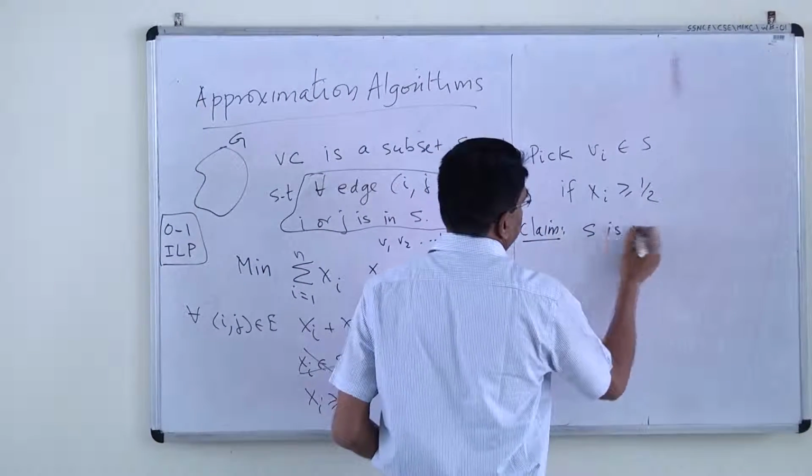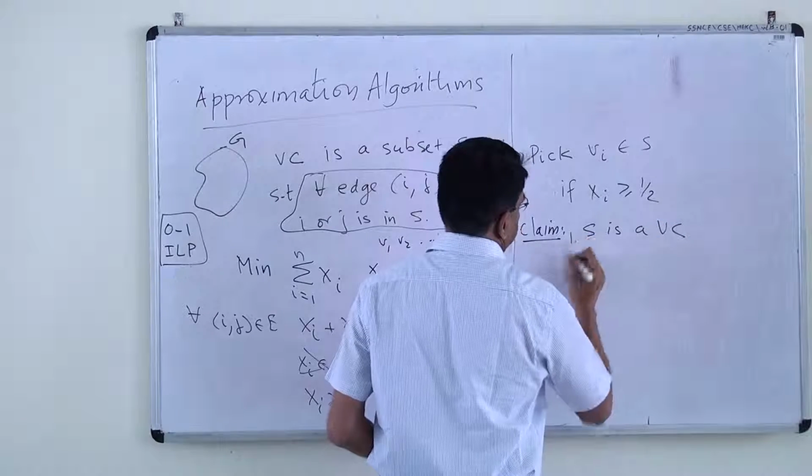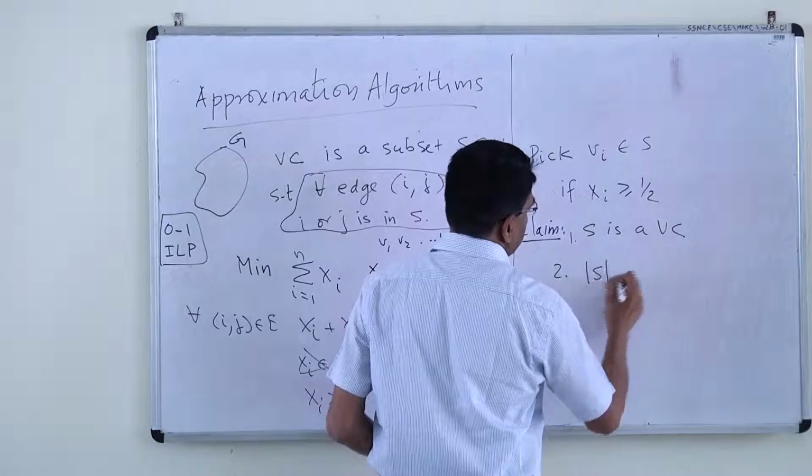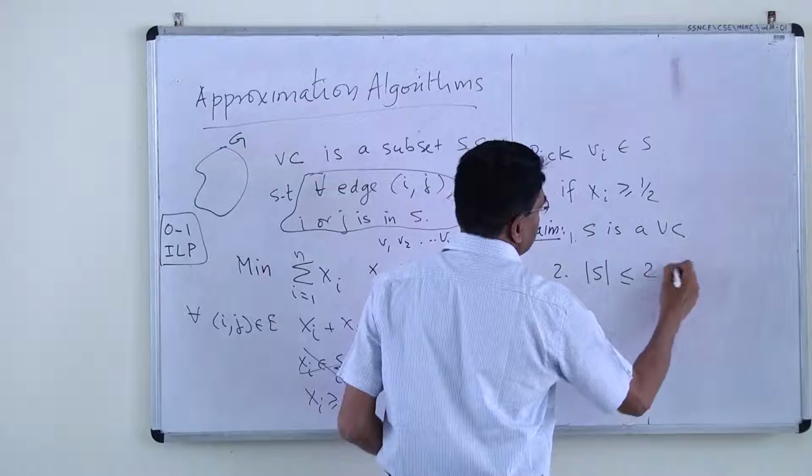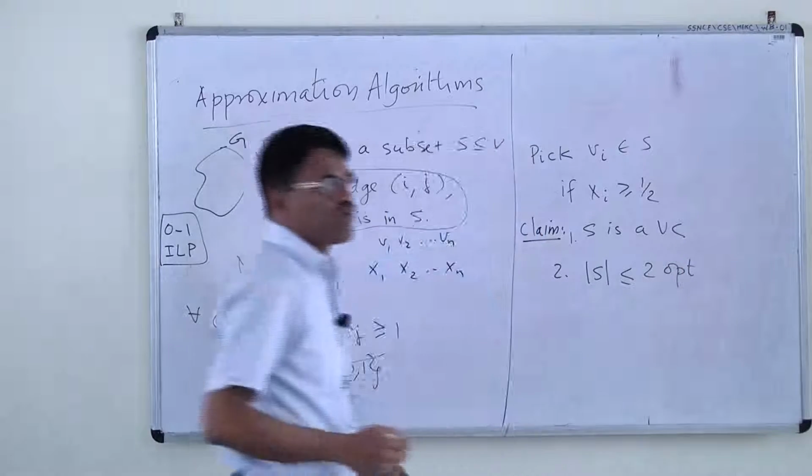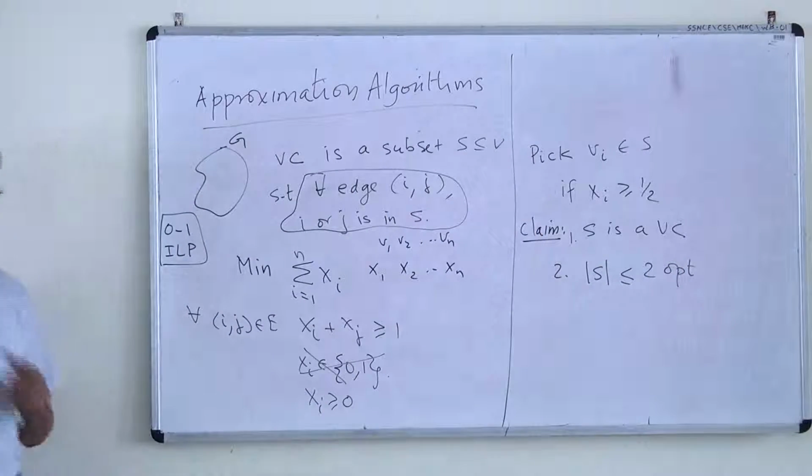S is a vertex cover. The second claim is that the number of vertices I have picked is at most 2 times the optimum. It may not be the optimum vertex cover, but it's never more than 2 times the optimum.